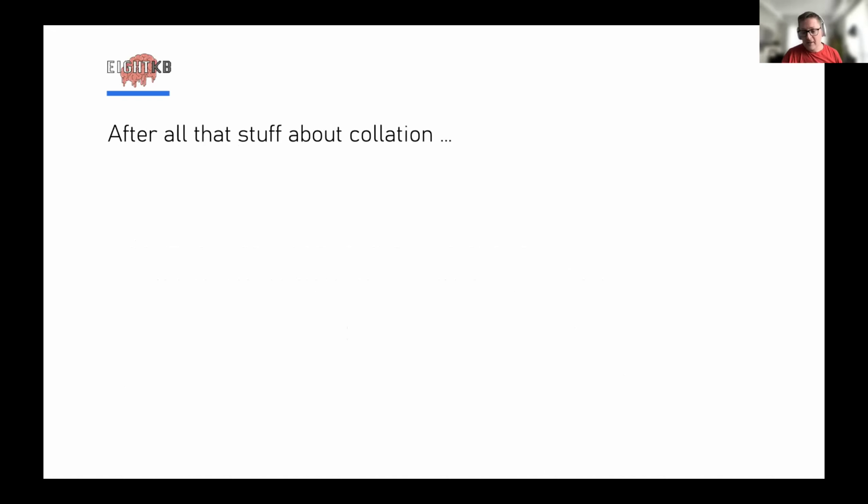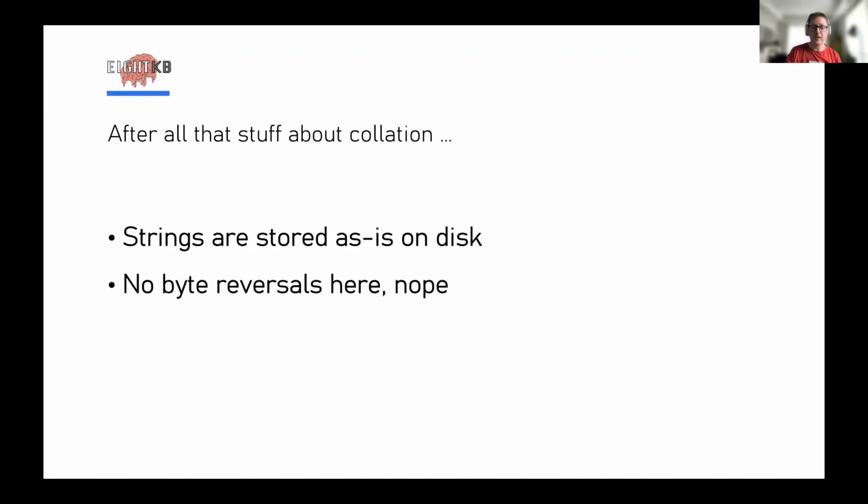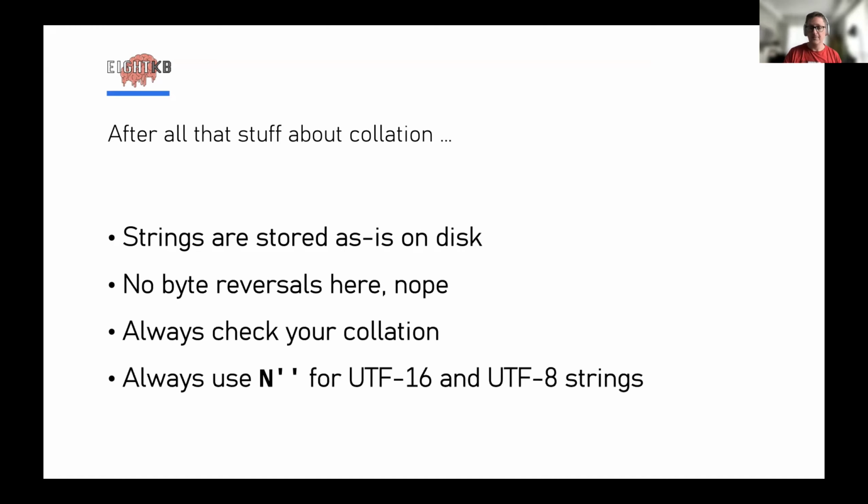So after all that stuff about collation, oh my goodness. Strings are stored as is on disk. If I take that string that is on the page there and put the single quotes around it, it's going to store it as ASCII in whatever column I've got. If the column happens to be a Unicode column, it's going to put that 00 in between each byte. And if I put it in a UTF-8 column, it's going to just store it as is, just as it is. There's no byte reversals. It's not going to flip the bytes, because why would it do that? It doesn't need to. Please always check your collation.